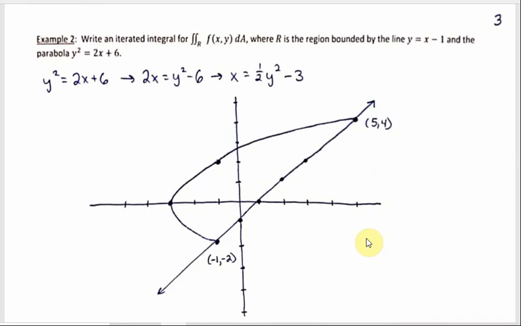Example number 2 is a similar thing, where we want to write out an iterated integral, where R, now this is a little more complicated of a region. It's not all angular because we've got a parabola in the mix here. So it's bounded by the line y equals x minus 1, and the parabola y squared equals 2x plus 6. I rewrote the parabola as x equals 1/2 y squared minus 3 because it's easier for me to graph it by hand that way. Because then I can look at this and see the x-intercept is -3, and you can go from there.